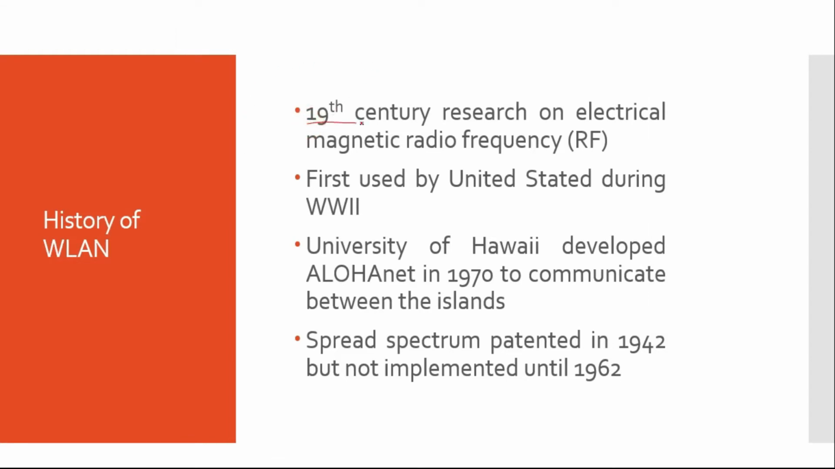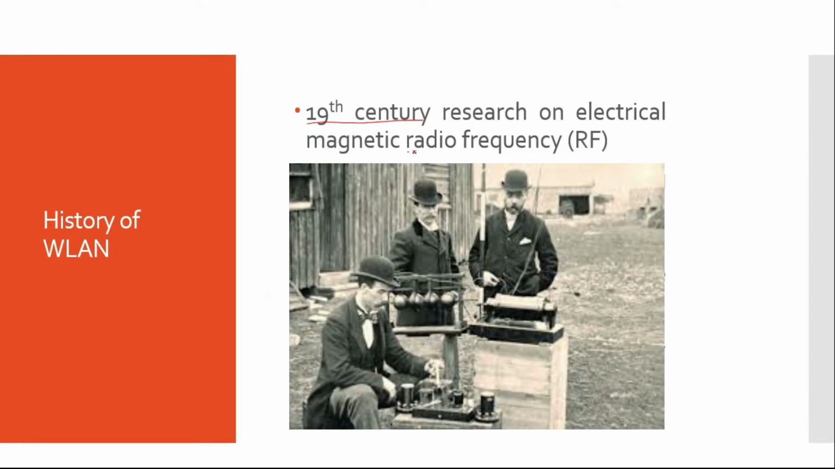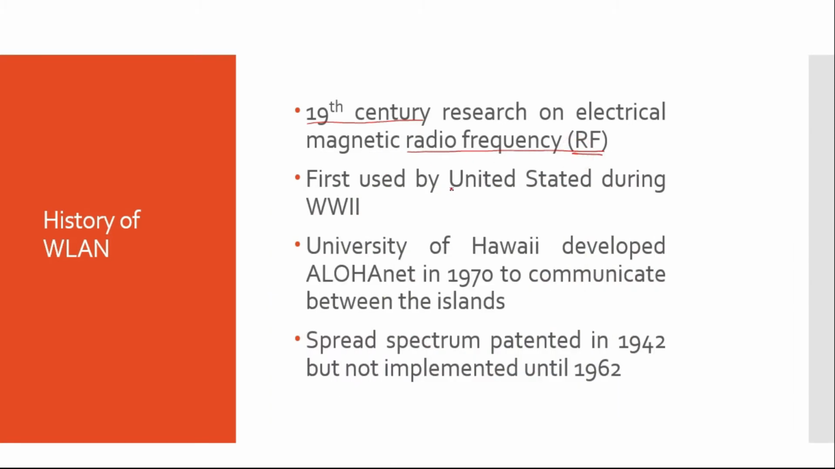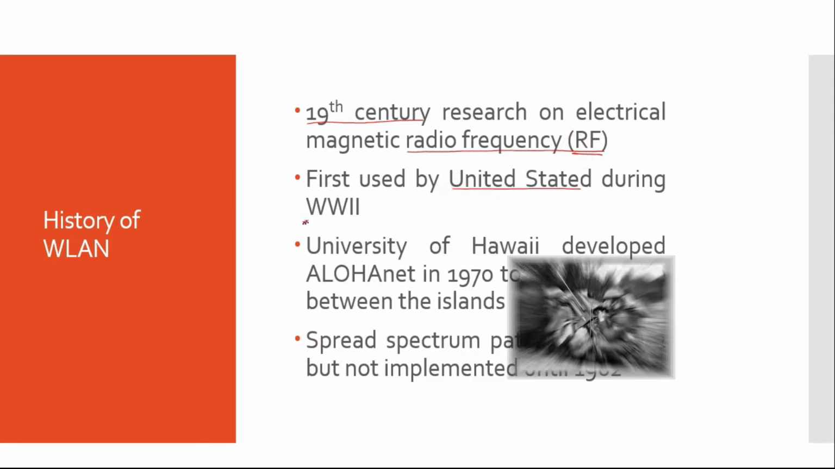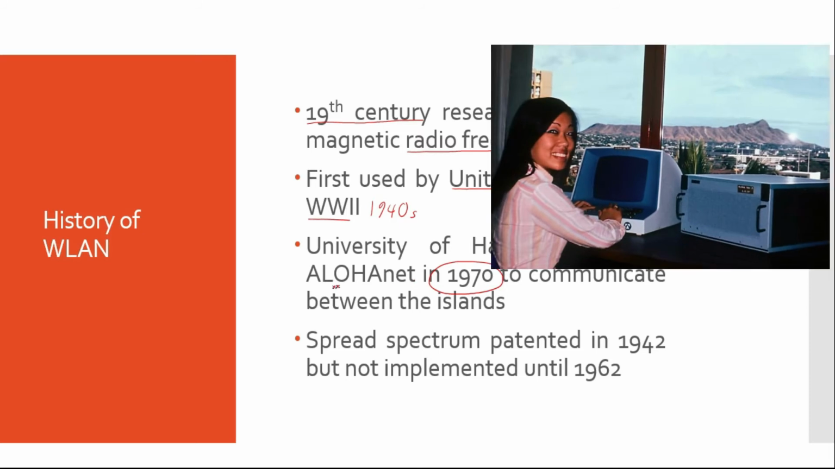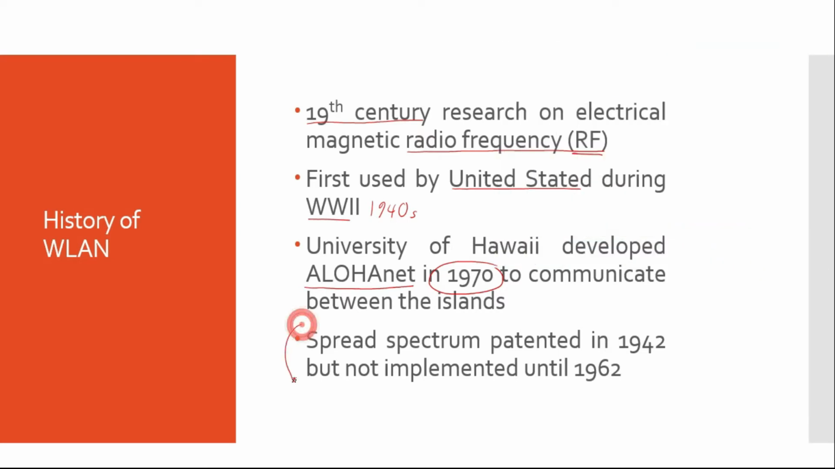It started in the 19th century where the inventors did research on electromagnetic radio frequency, also known as RF. First used by United States during World War II, around 1940s. In 1970, University of Hawaii developed AlohaNet to communicate between the islands. For additional information, spread spectrum was patented in 1942 but not implemented until 1962.